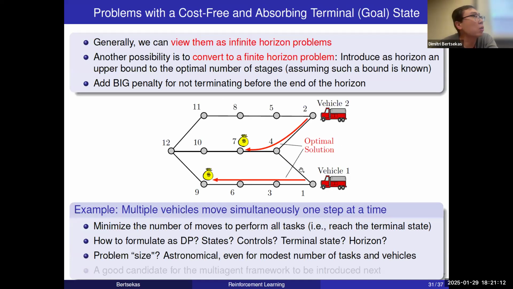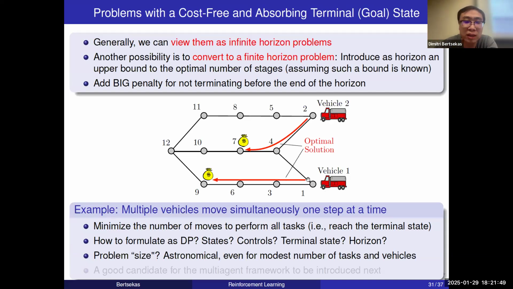This problem looks simple and easy, but when you increase the number of vehicles, the problem can be very difficult to solve. One of the primary challenges is that, for example, if we do one-step lookahead, we need to enumerate all the controls available at the current stage in order to decide which option we choose next. Here we have 2 vehicles, so in total we have 4 options.